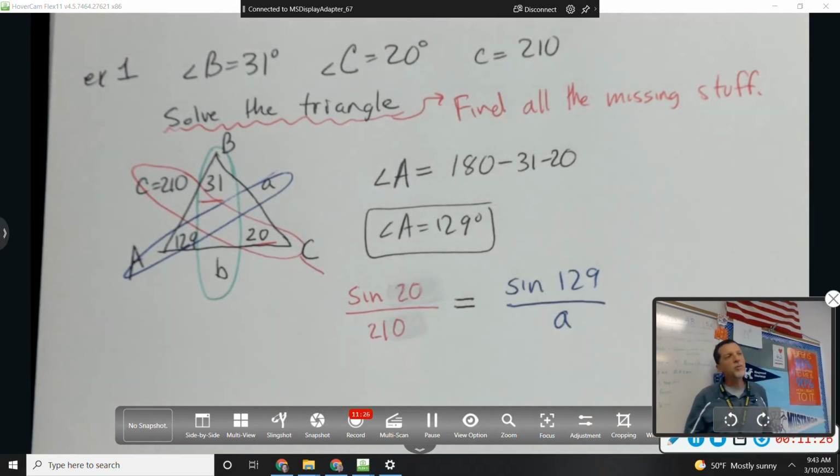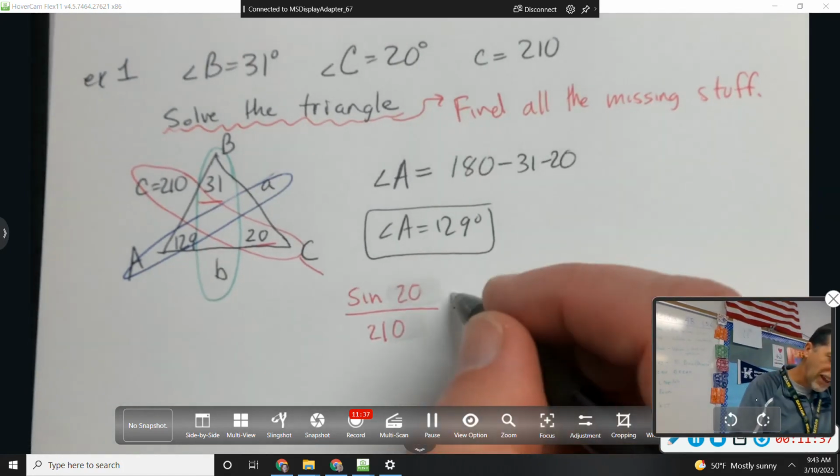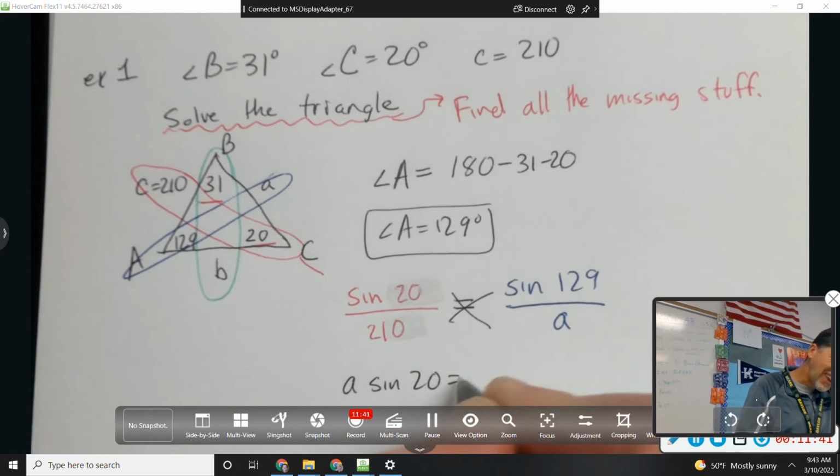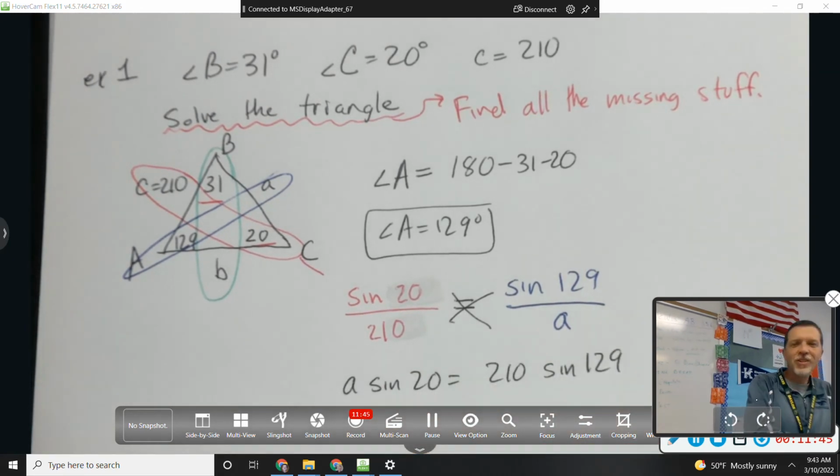Okay, algebra experts, how would you like to solve that? Butterfly. I've not heard it called butterfly, but I think I know what you mean. Cross multiply there, butterfly. A sine 20 equals 210 sine 129.